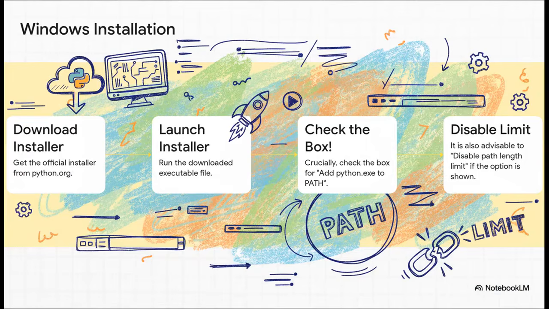For all you Windows folks, listen up, because this is huge. The installer is super straightforward, but there is one little checkbox that causes, I'm not kidding, like 90% of all beginner problems. You have to check the box that says add python.exe to PATH. I'm telling you, if you forget this, you're going to have a bad time later when you try to run Python from the command line. Oh, and if you see an option to disable path length limit, go ahead and check that too. It can save you some weird headaches down the road.